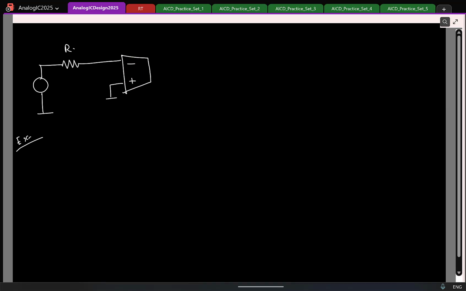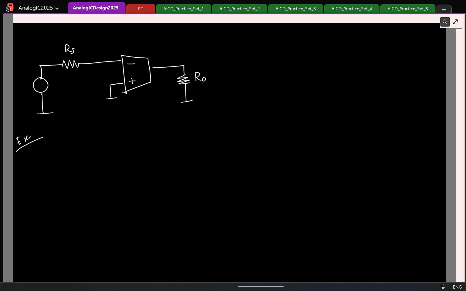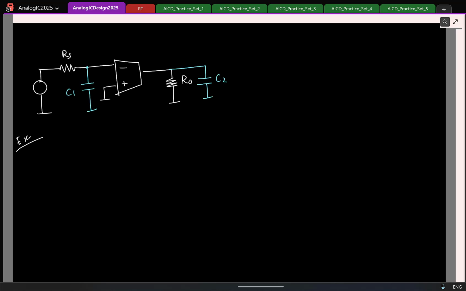And this is my RS. So this is my output. At the output I had, let us say, an equivalent output resistance. So let us say that is some R0. And I consider two capacitors. And I had a capacitance from gate to drain. So basically what I'm saying is this is your gate terminal, source and drain.